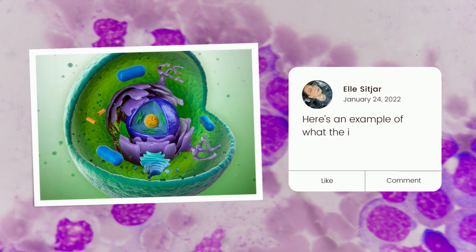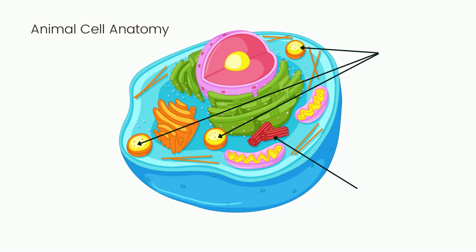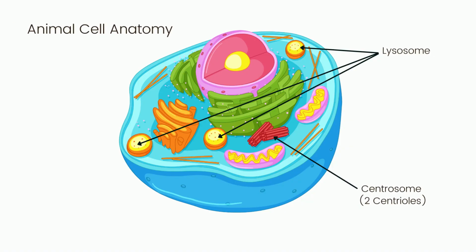Animal cells. They're more circular. Here's an example of what the inside of an animal cell looks like. Quite different, right? Two main components that belong to only the animal cell are lysosomes and centrosomes.